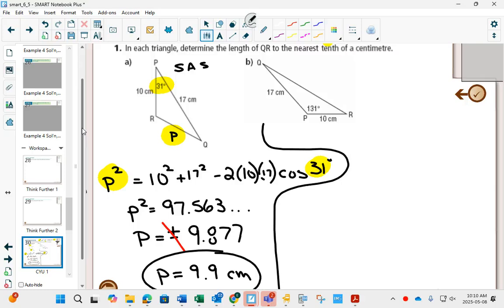So that's A. B is exactly the same. They want us to find Q to R, so I'm going to put a little P here because it's opposite angle P. It's not a right angle triangle. I don't have an angle and an opposite side, so I can't use sine law. I have to use cosine law. And if I want to find P, this is the angle. P squared equals those things, and the cos of that angle has to be on the other side, and then it doesn't matter. 10 squared. Oh, this is nice. Look, these numbers are the same.